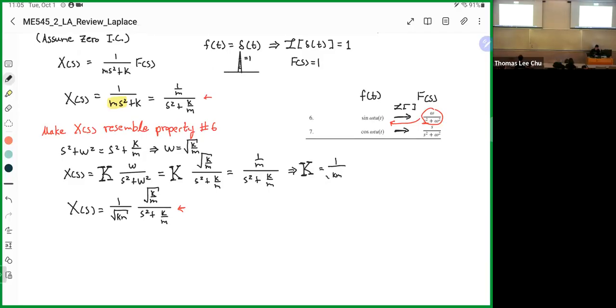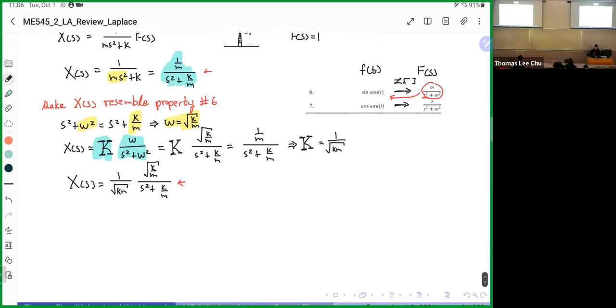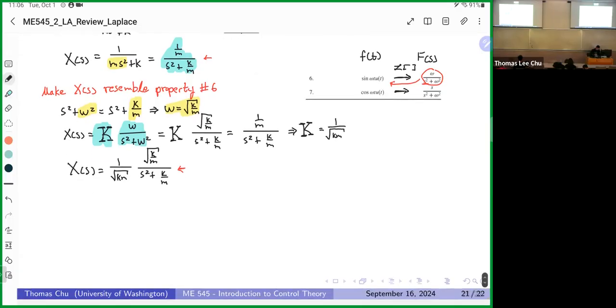You were asking where did omega go in what relation? So right here, we just found that omega squared is equal to k over m, and then we found that omega is equal to that. This equation is equal to this equation multiplied by a constant because we can manipulate the numerator term, and then we just solve for that term. So I'm not sure exactly what you mean by where did omega go. So if X of s is equal to the F of s for property 6, which is omega over s squared plus omega squared, if you want to clarify that, I'll continue in the meantime.